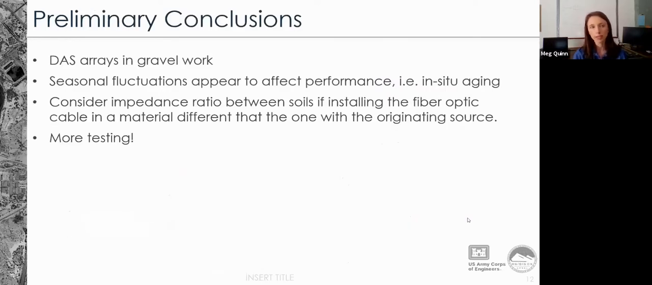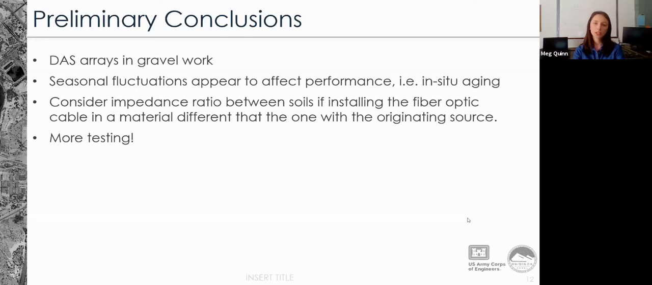So the preliminary conclusions are that DAS arrays work well in gravel. Prior to this, when we were installing arrays, we typically tried to remove any larger particles. And obviously the idea there is that you'd cause micro bends in the fiber that might reduce your power. At least for this array, it didn't make a difference. It could be because it's a short array, maybe over kilometers of an install, those little micro bends would greatly affect the power of the light as it travels down the fiber. But for this test, gravel worked well.